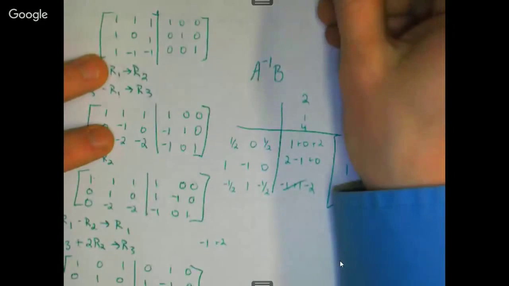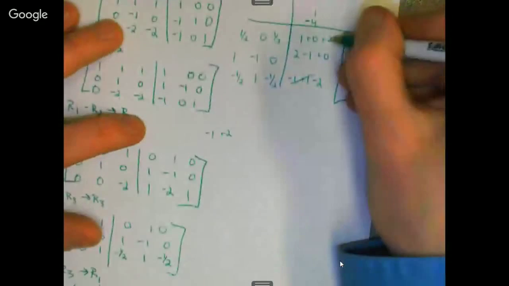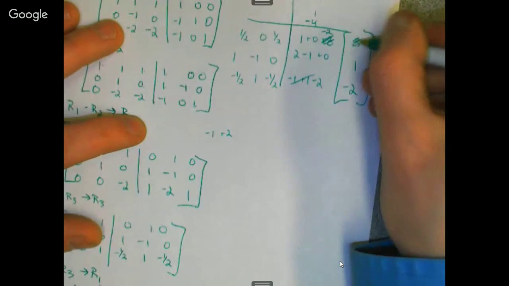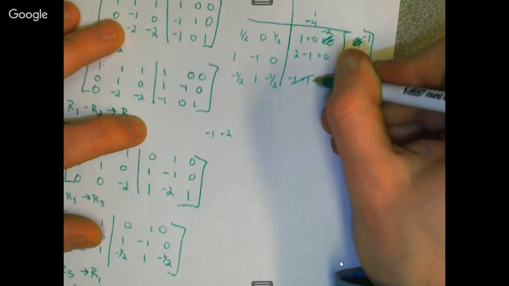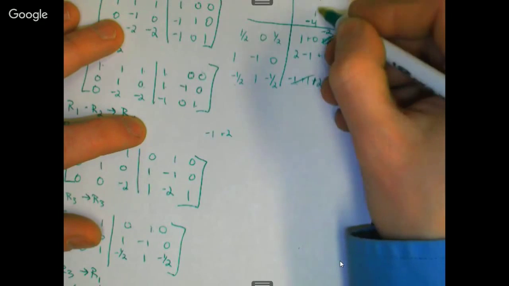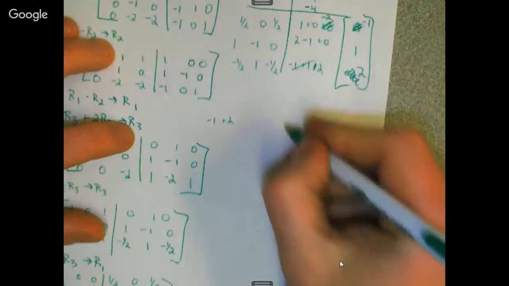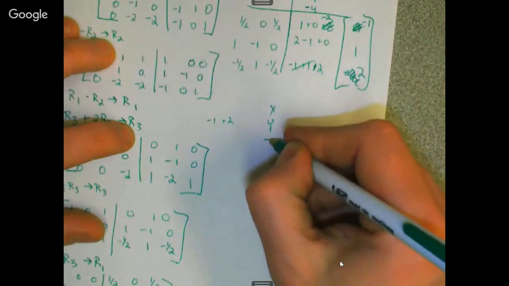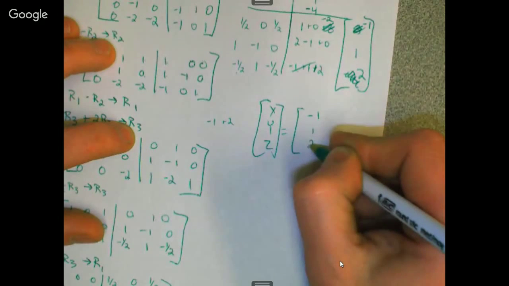This should be a negative 4. I failed to write that down. Minus 4 there. So this is a minus 2. So that's a minus 1. And this is a positive 2. So negative 1, 1, 2. So that's a 2. So X, Y, Z matrix equals negative 1, 1, 2 matrix.